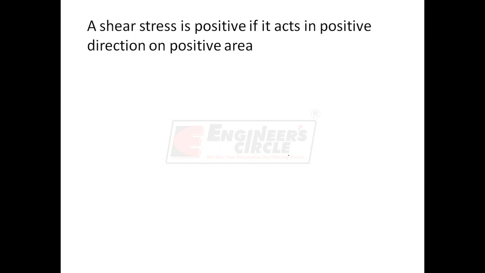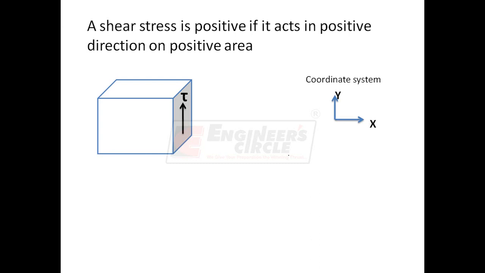To understand this, consider this shaded area. Let the coordinate system be like this. The outward normal of this shaded area is in this direction, which is in positive direction. Therefore, this shaded area is positive. So, on this positive area, if you see the direction of shear stress, it is acting in plus y. Therefore, we call this shear stress as positive shear stress, because a shear stress is positive if it is acting in positive direction on positive area.